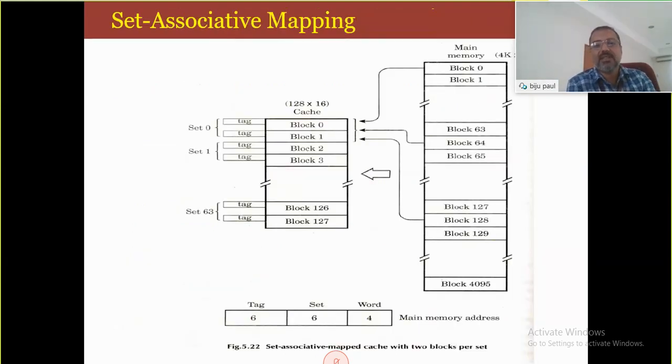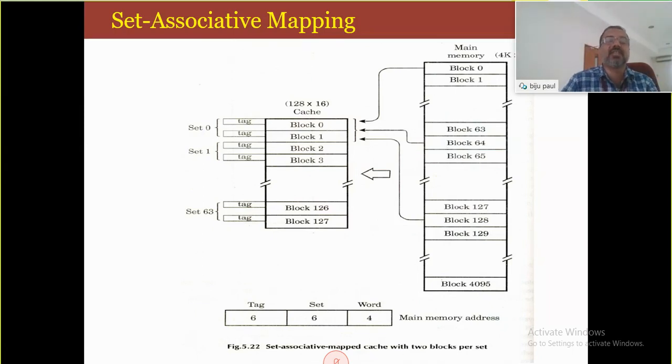Here, the cache memory again has 128 blocks. Each block, in my example, has 16 locations. And in the main memory, in my example, there are 4096 blocks, and each block has 16 words. So the total number of words that can be stored in main memory in this example is 4096 times 16.